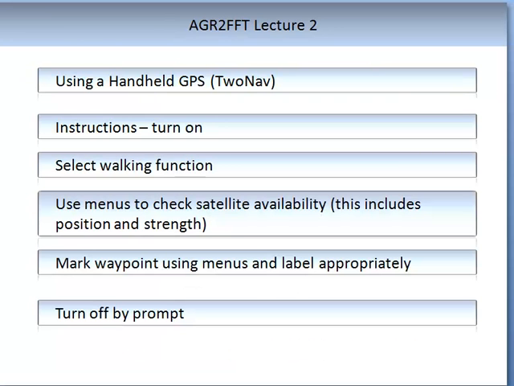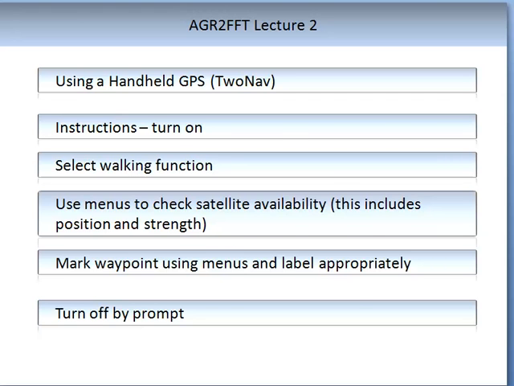The most simple GPS device you can get is a handheld GPS, a TwoNav. In concept, instructions are quite simple. You turn the machine on, you select a walking function, use menus to check satellite availability, which includes the position, the strength and the number of satellites available at that point in time. You create waypoint files for the data. You mark your waypoints using your menus and label appropriately. Save this data into your saved file, and turn off after use, as the battery consumption is quite high and battery lives tend not to be that long.